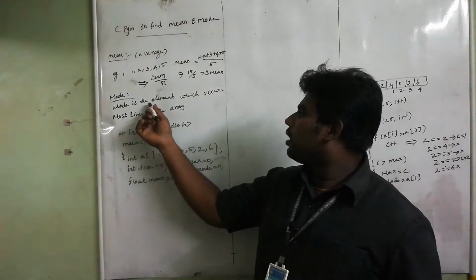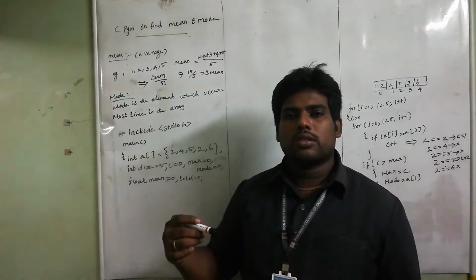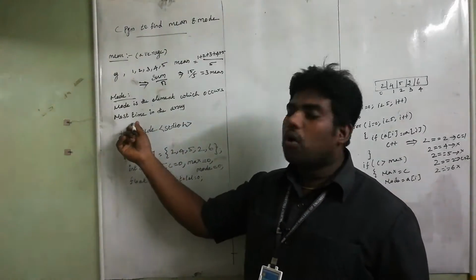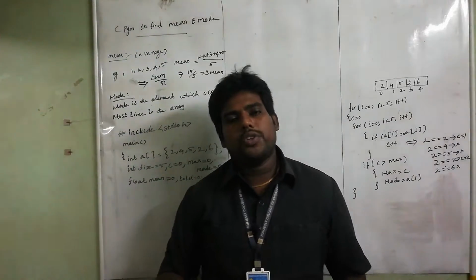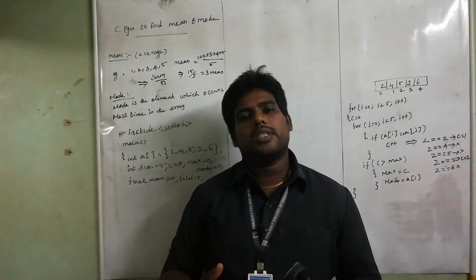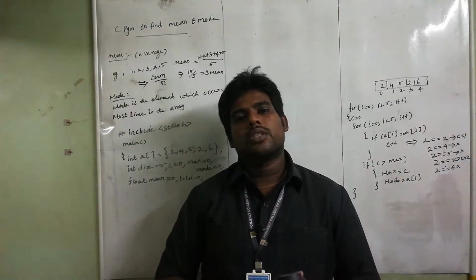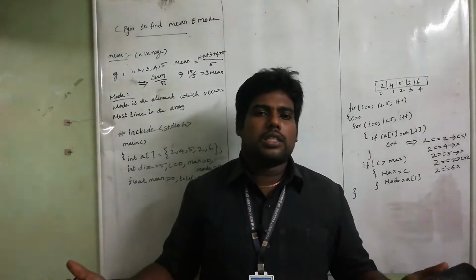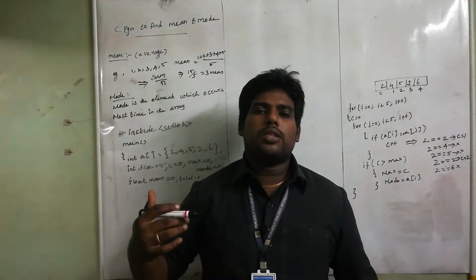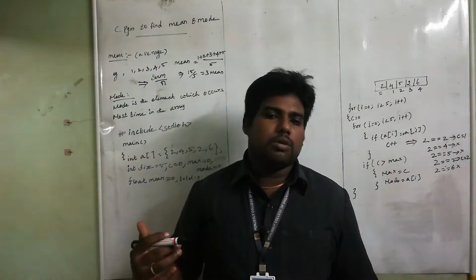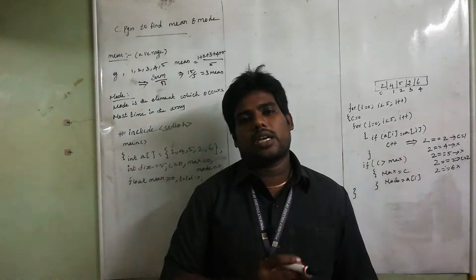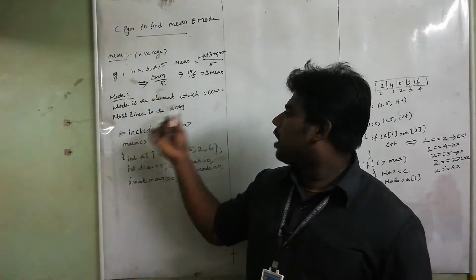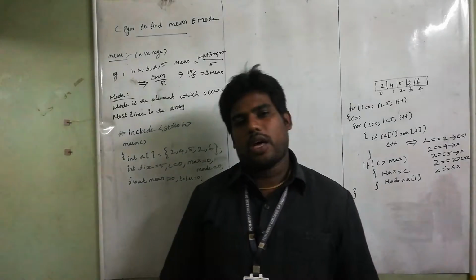Then what is mode? Mode is nothing but the element which occurs repeatedly, the element which occurs more times in your array. All of you know about arrays, right? An array is a collection of similar data type elements. So in the collection, the element which occurs the most times is the mode.